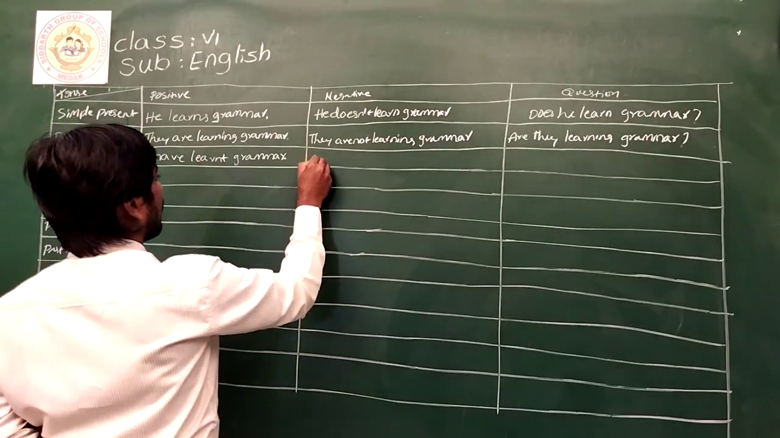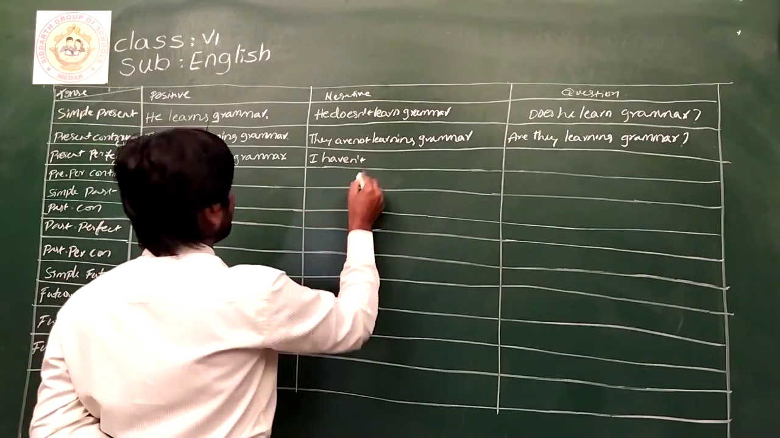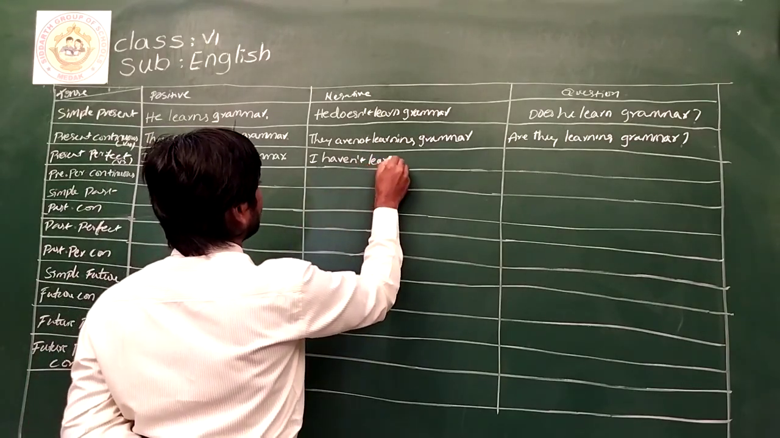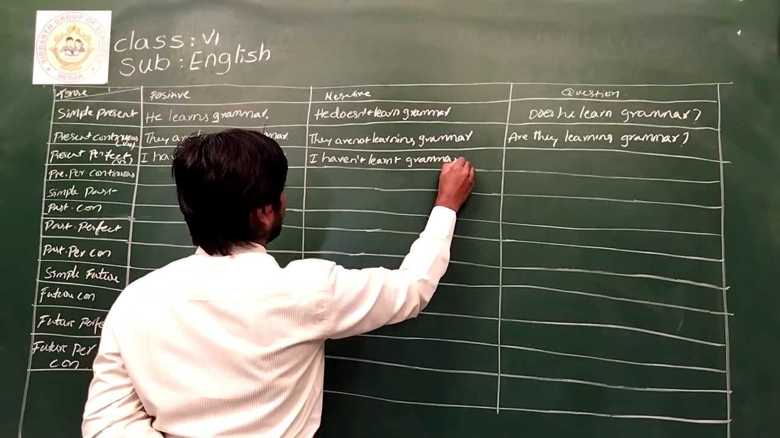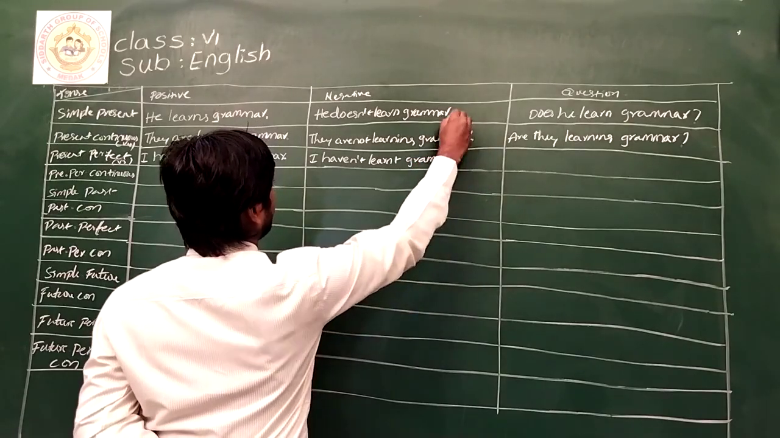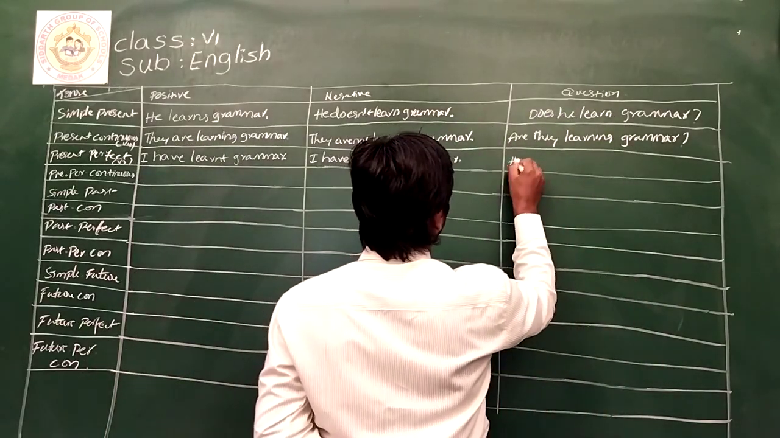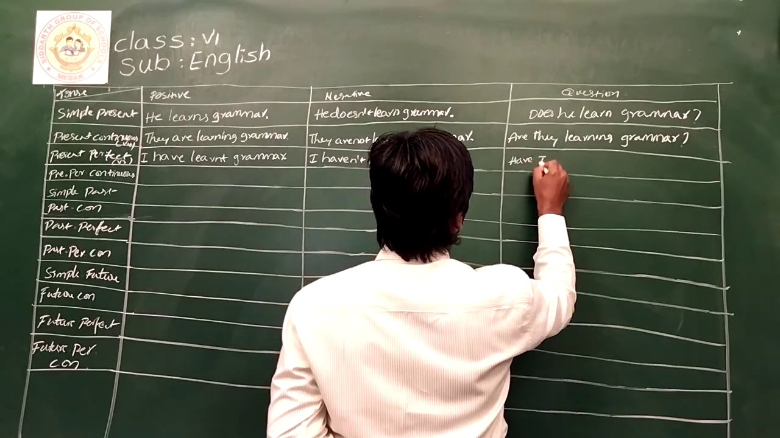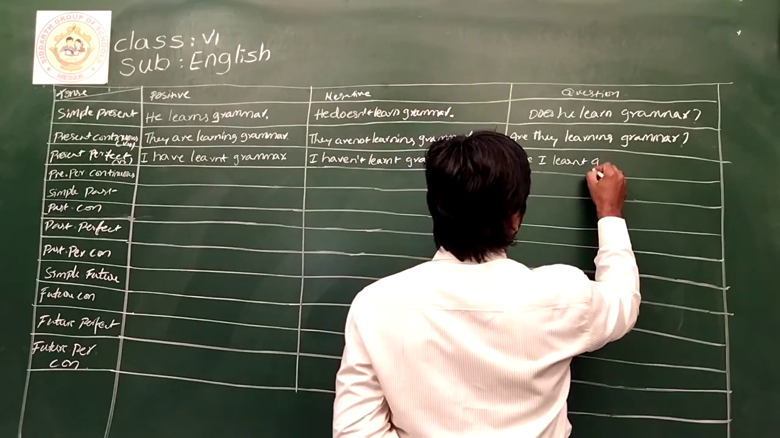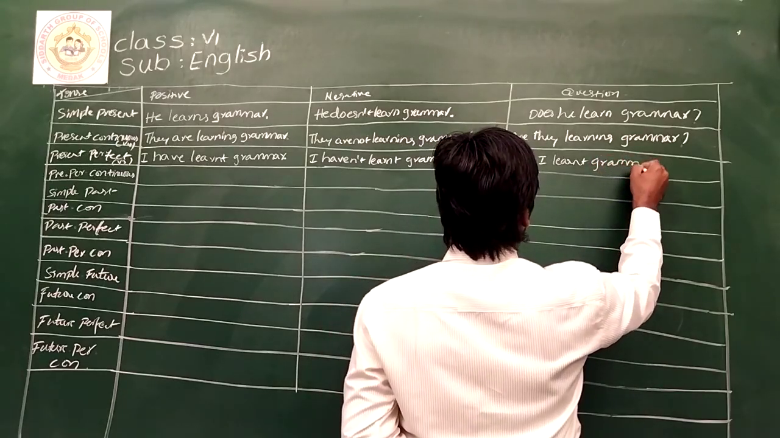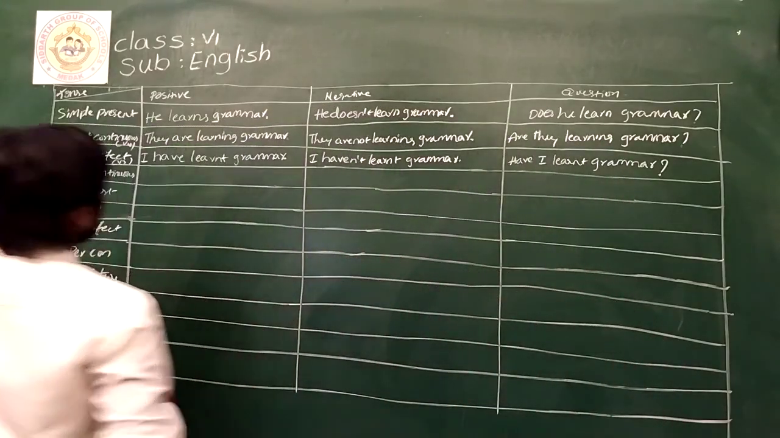I haven't learned grammar. So next one, auxiliary verb first. Have I learned grammar? Question mark. Okay.